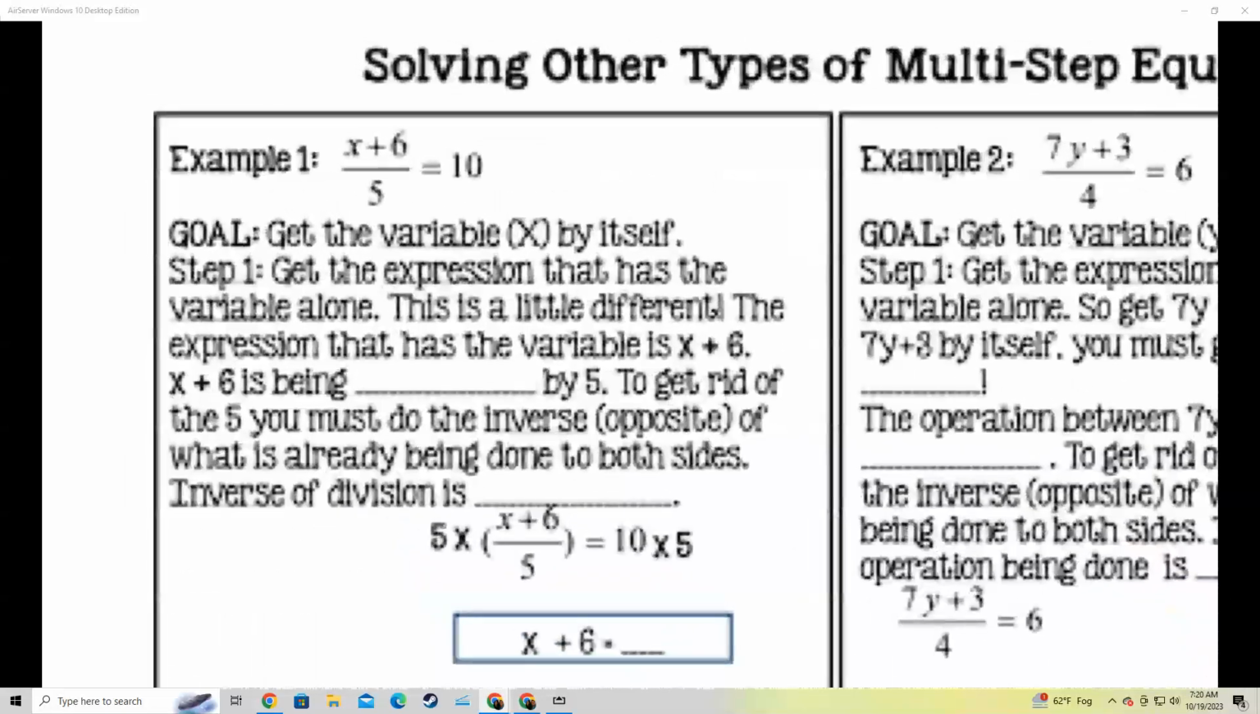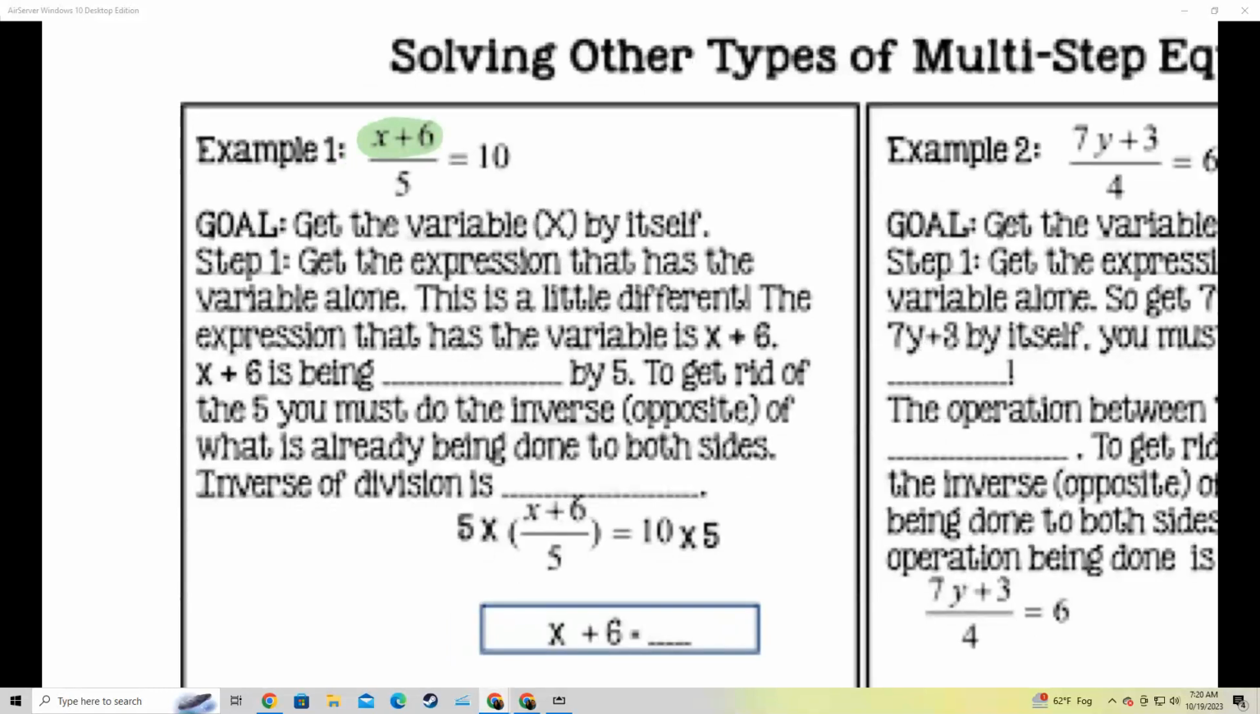Example number one says, I want to solve (x plus 6) over 5 is equal to 10. The goal is still to get the x by itself. Step one is to get the expression that has the same variable. This one's a little bit different. The expression that has the variable is the x plus 6. That's different from what we were doing earlier on your previous examples. I believe in your previous examples, it looks something like this instead.